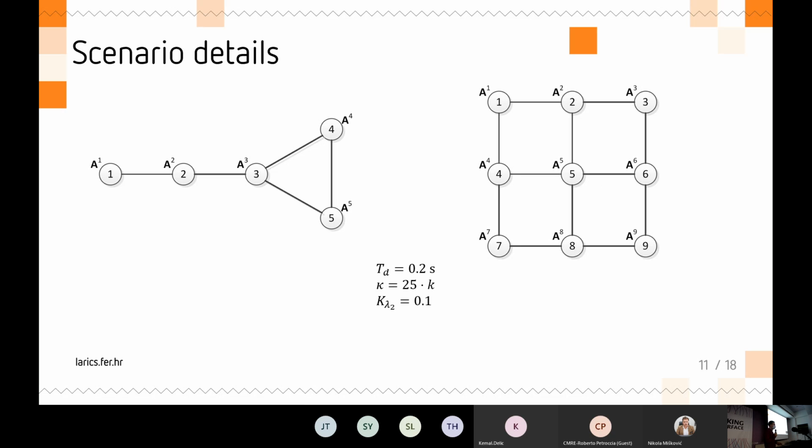So we did some experiments with this. I will present two scenarios, one with the topology with 5 agents and the other one with 9 agents. We use a sampling time of 0.2 seconds, a dead zone of 0.1, and the connectivity control was running at each 25th cycle.